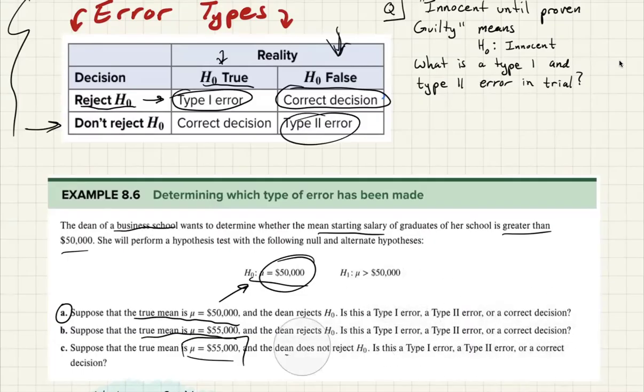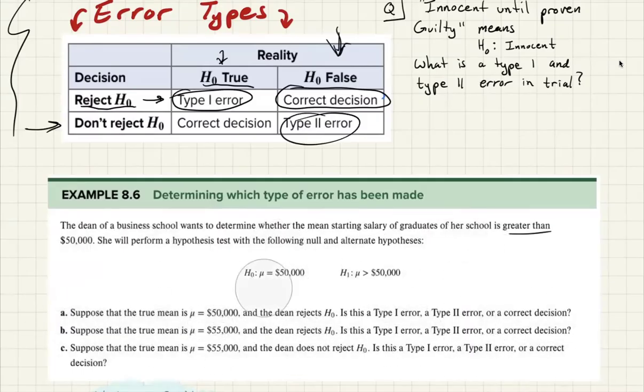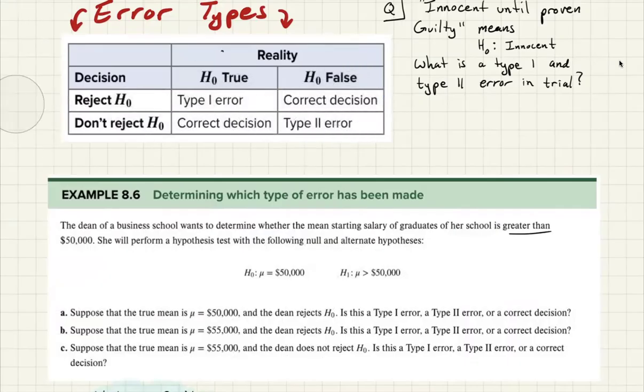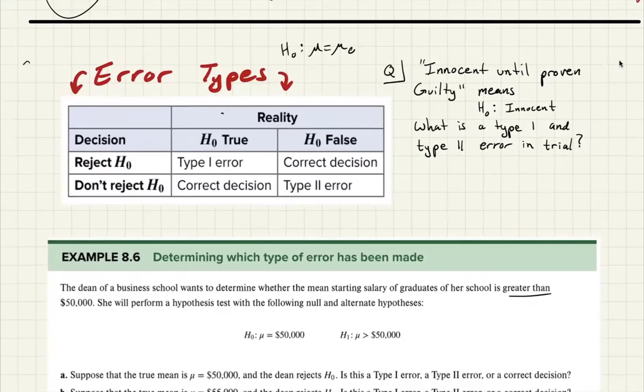So these types of questions, they're going to show up on your homework. They're going to show up on your exam. Knowing the error types is definitely something we want you to take away from this class. For me, I often have to redraw this table because there's nothing in the name type 1 error that makes me think, oh, H naught is true and I reject H naught.